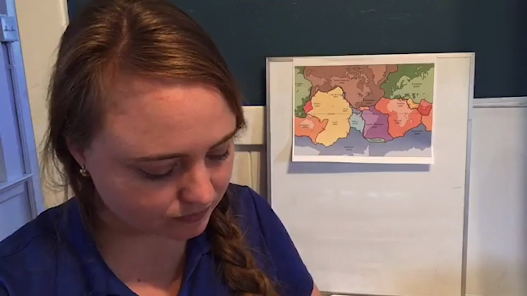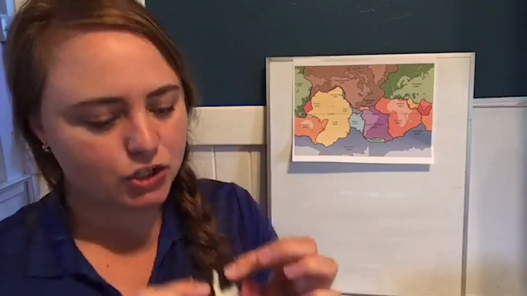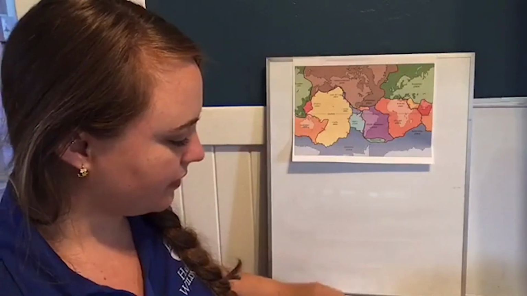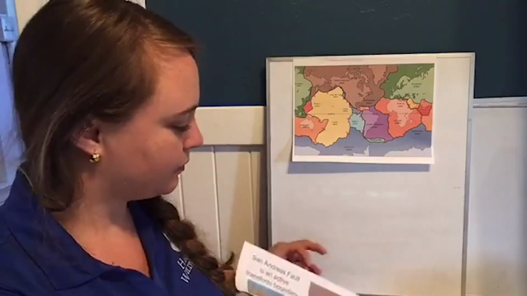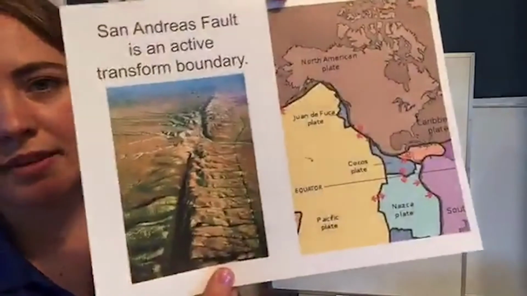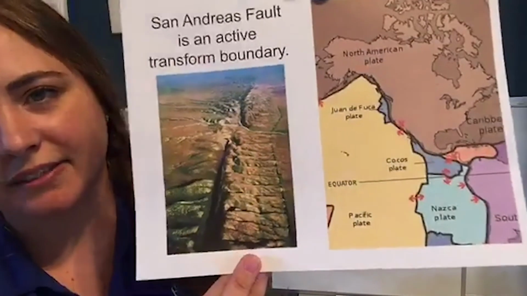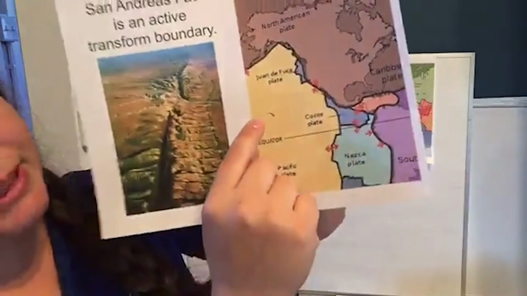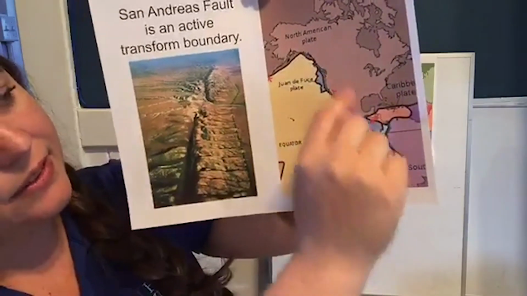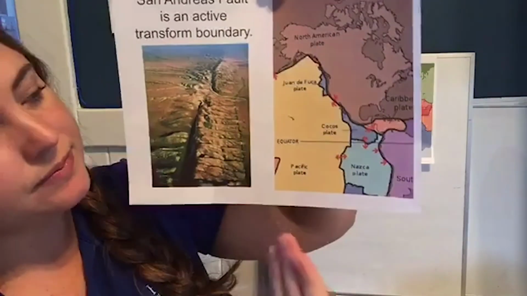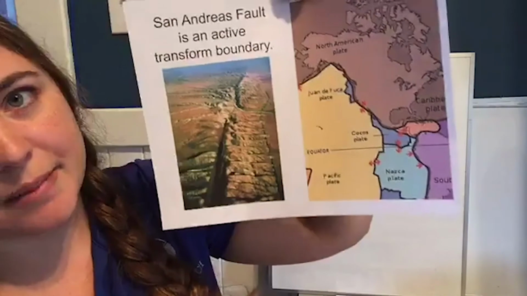So you can move them against each other to demonstrate a transform boundary. A great example of this would be the San Andreas Fault in California. And so we kind of zoomed in on that map, and we have the North American plate shifting one way and the Pacific plate coming the other way.